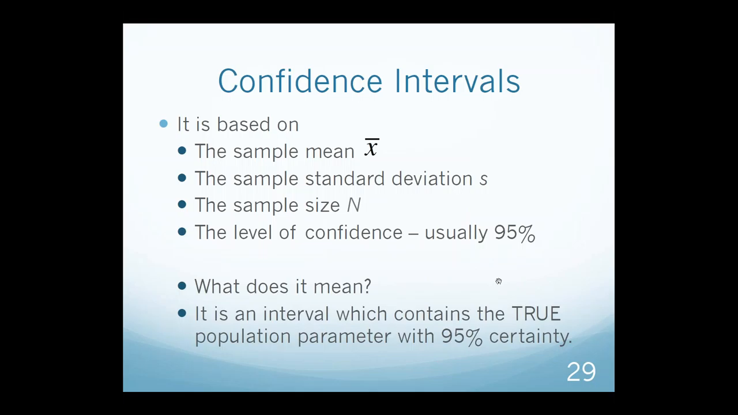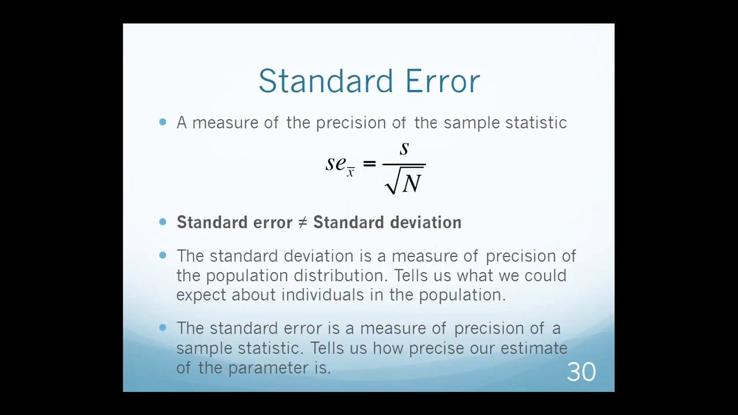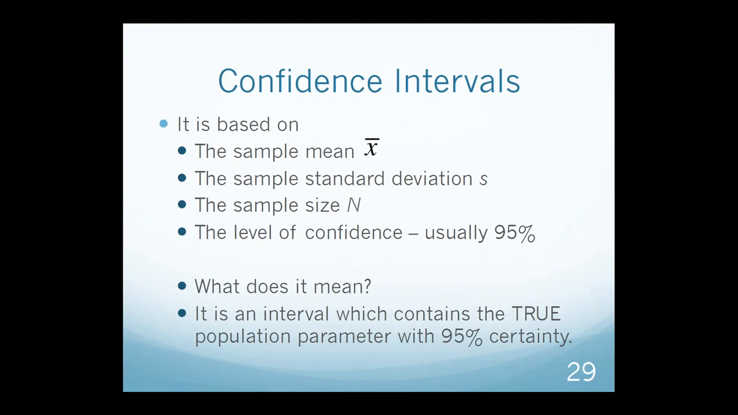What do confidence intervals mean? It is an interval which contains the true population parameter with 95% certainty. Maybe an example would make it more clear. We could go back to monosomy 7. If we measured 500 patients and monosomy 7 was present in 10%, and the 95% confidence interval was 7 to 13%, it means that in the actual world of AML, the true incidence of monosomy 7 is somewhere between 7 and 13%, and our confidence that that truth lies within that interval is 95%. There's a 5% chance the true incidence is outside.